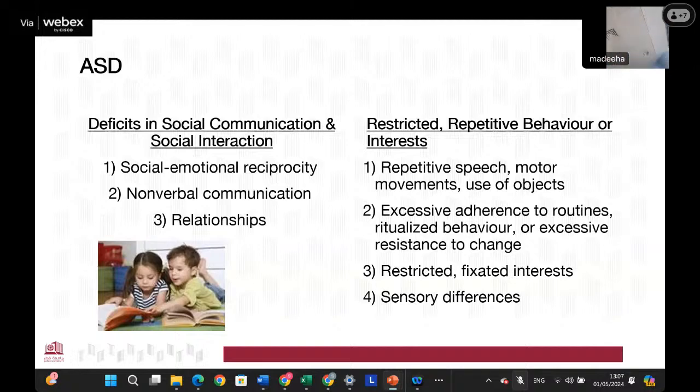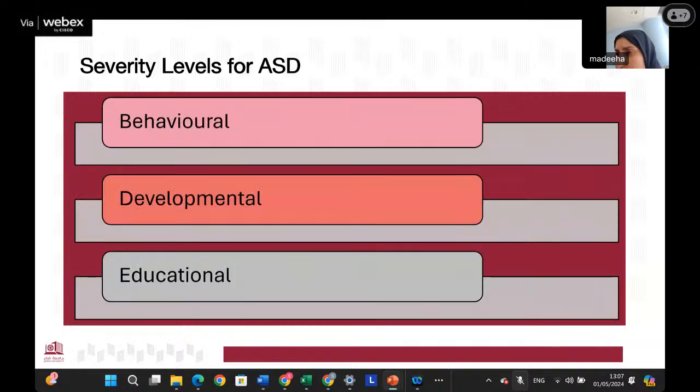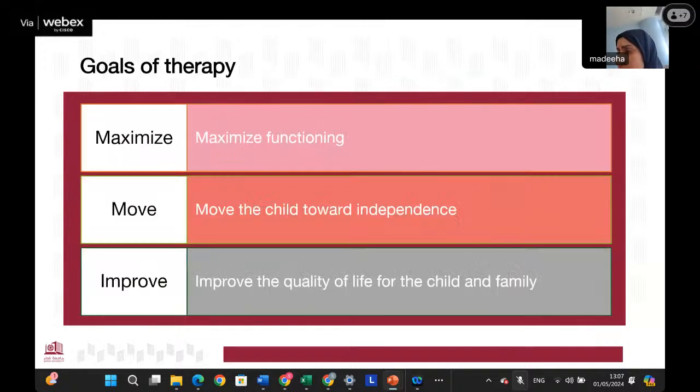Next slide will show us that there's difference in terms of the severity. There's a level 1, 2, or 3, which is the most difficult, level 3. And the next slide will show the problem really is behavioral, developmental, and educational issues. The goal of therapy, when we talk about management, we talk about maximizing their functioning, moving the child to being independent, and this is very important for the families, and improving the quality of life.